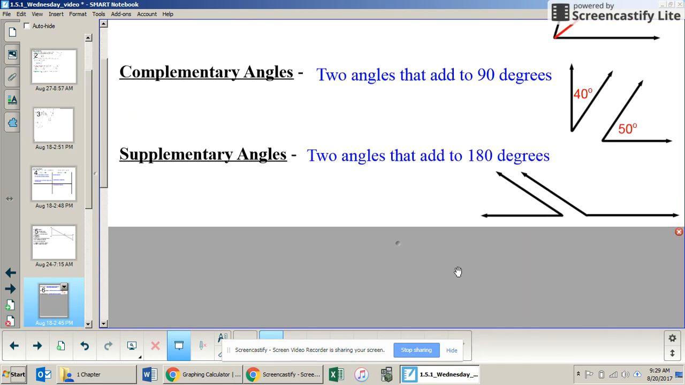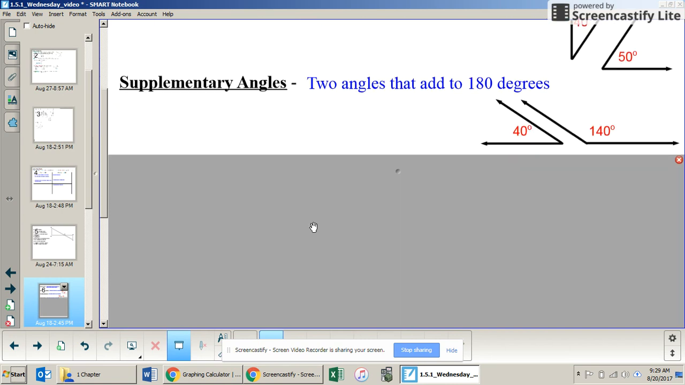A supplementary pair would be two angles that add up to 180 degrees. These angles will be supplementary if we know their measures. For example, if their measures are 40 and 140, then we know that those two angles are a supplementary pair.